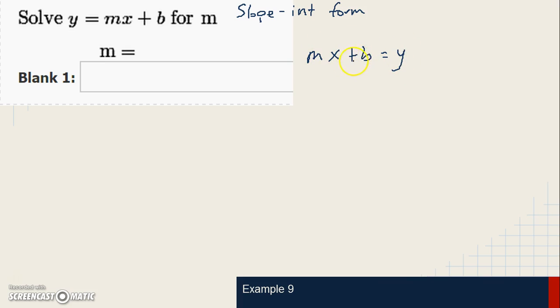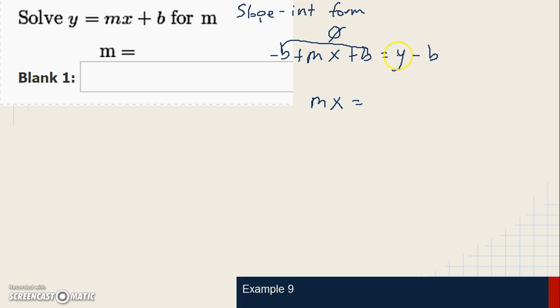And I'm going to eliminate my addition first. Since it's a b that's positive, I just need to add the opposite, which in this case is a negative b. Over here, I'm just going to write it as subtraction. I don't need to write it as plus and negative. I can simplify my left side to just mx equals y minus b.